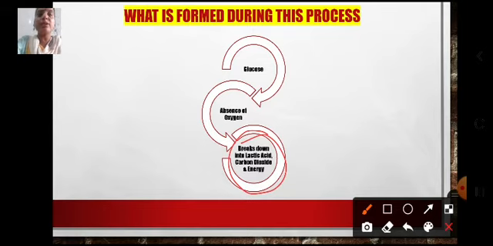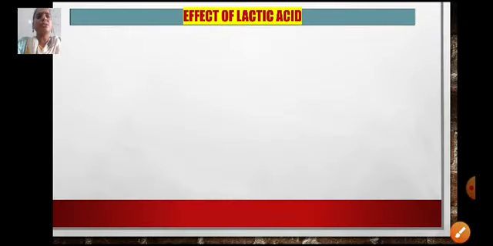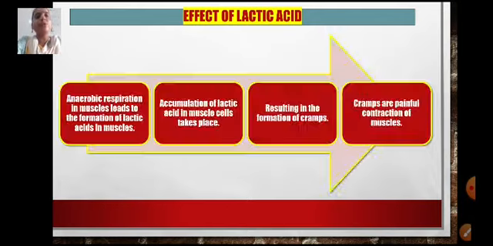In normal respiration, that is during aerobic respiration, carbon dioxide, water and energy are produced, whereas during anaerobic respiration we can see that a new product, that is lactic acid, is produced. So is this lactic acid harmful for our body, or does it have no effect on our body? So let us see this.